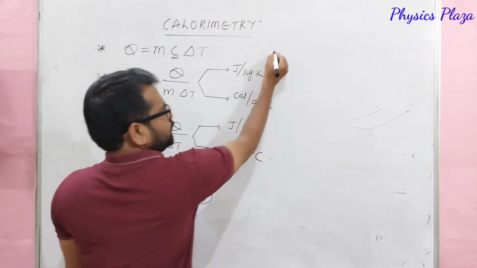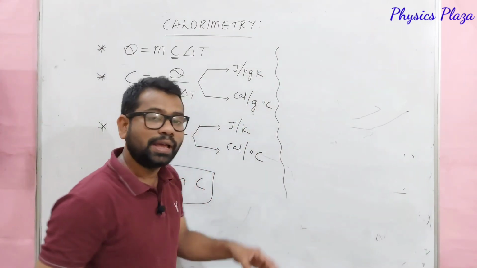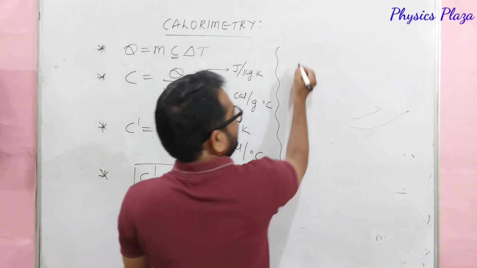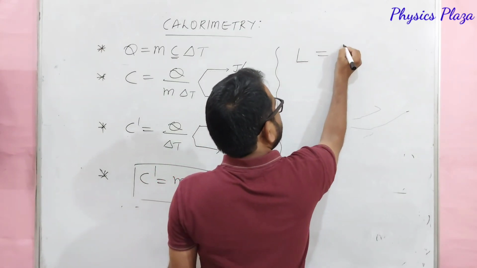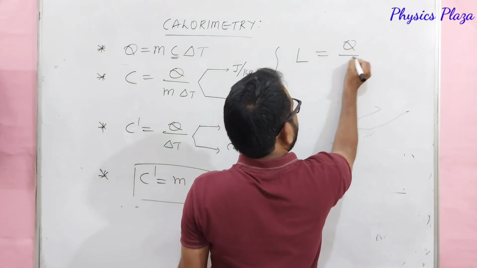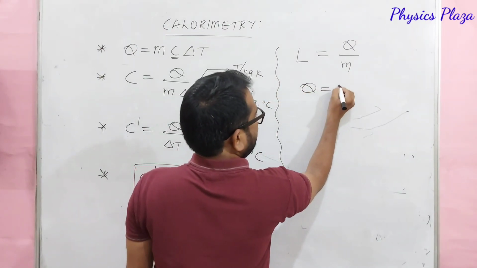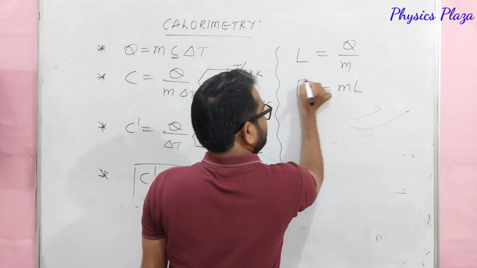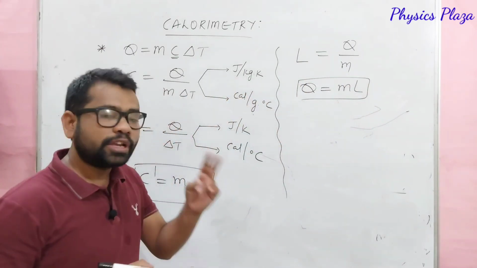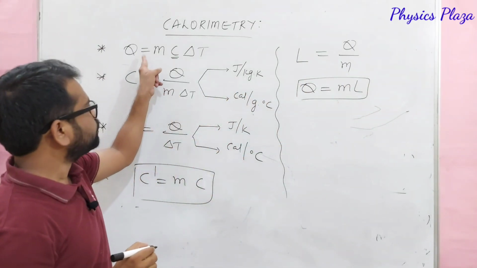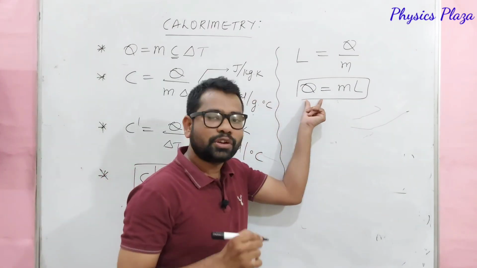Dear children, other than this, we have latent heat. Here latent heat is equal to Q by m. From this only we can get the expression Q is equal to mL. Children, one very important thing is that here we have two expressions for Q. One is Q is equal to mc delta T, another one is Q is equal to mL.